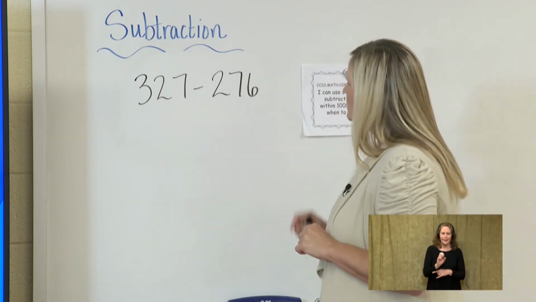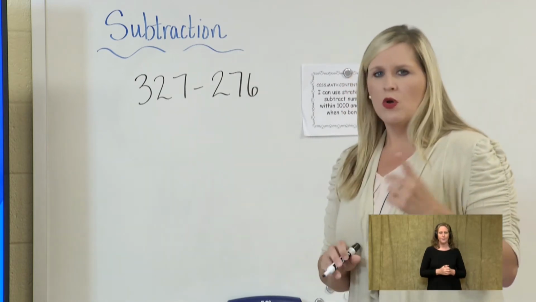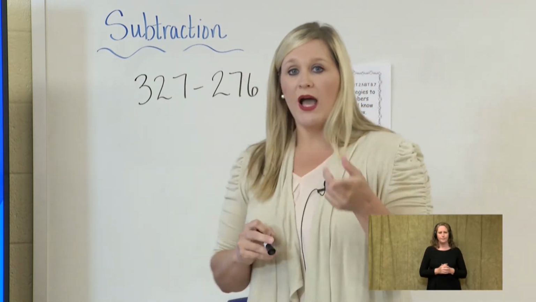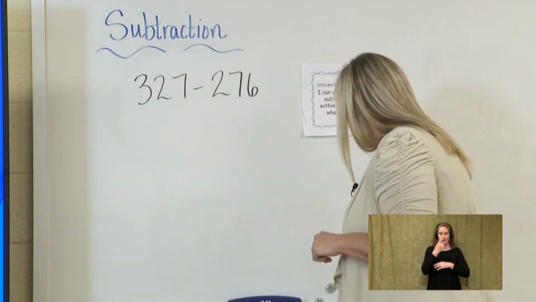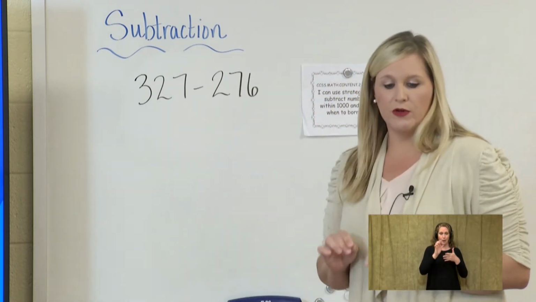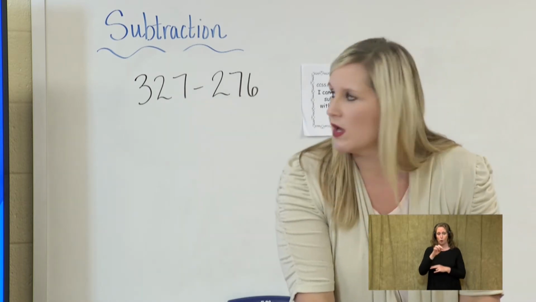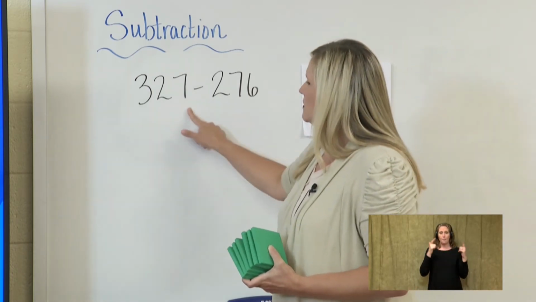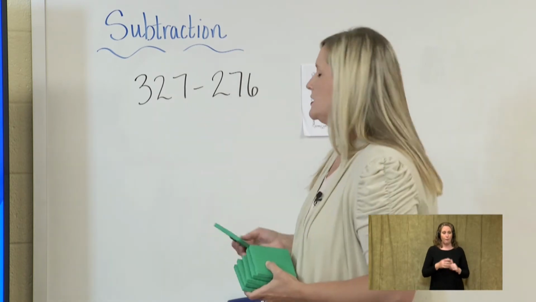All right, so 327 minus 276. What strategy should we use? What do you think we should use? Well, I think since today is our last day of talking about subtraction with regrouping, let's start out with our base 10 blocks. So we want to build the bigger number. So we need to build the number 327.